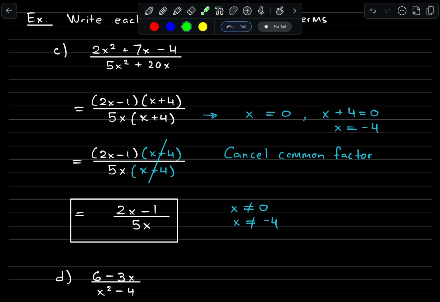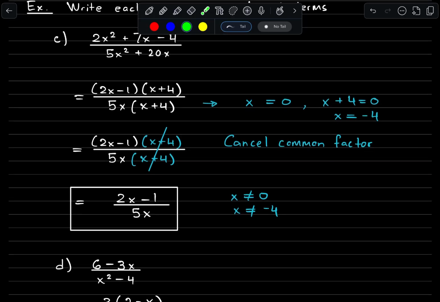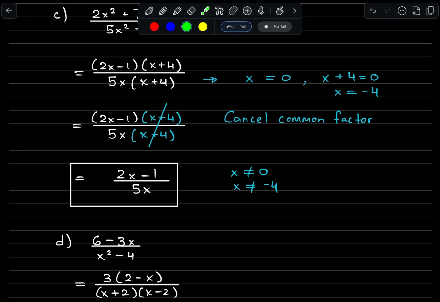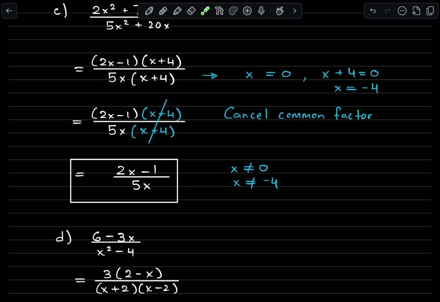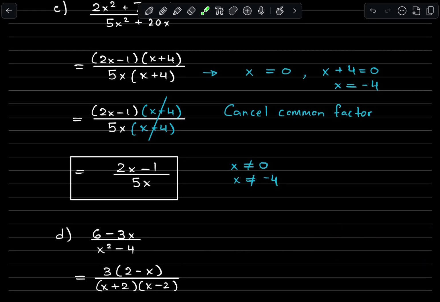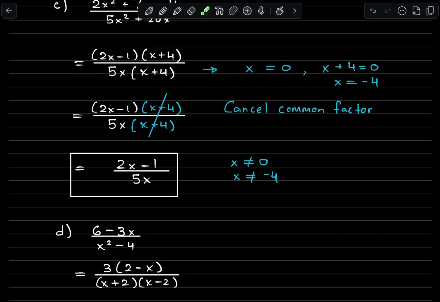Example D: 6 minus 3x over x squared minus 4. So let's see what this looks like in a factored format. From the top, we can pull out a 3 from both 6 and negative 3x. We'll be left with 2 minus x. In the bottom, that's our difference of squares: a squared minus b squared is going to be equal to a plus b times a minus b. So that factors to x plus 2 times x minus 2.